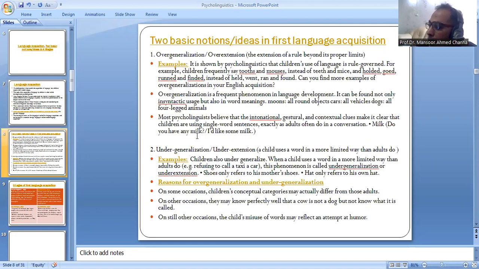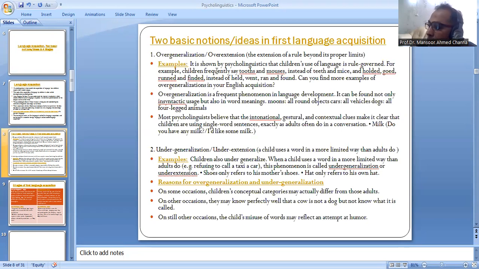Now, there are two basic notions or ideas in first language acquisition. The first is overgeneralization or overextension. The second is undergeneralization or underextension. Let's study overgeneralization or overextension first. What does it mean? The extension of a rule beyond its proper limits.